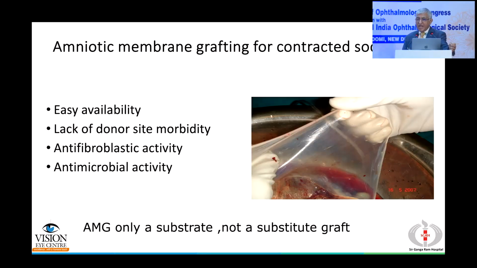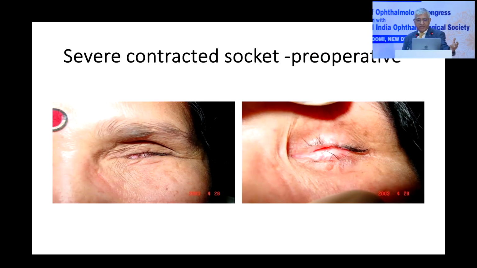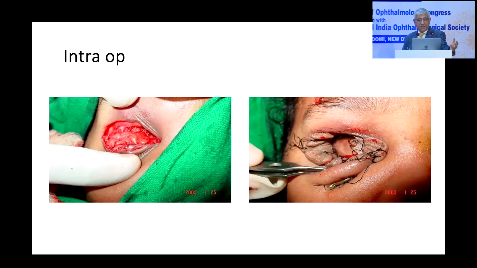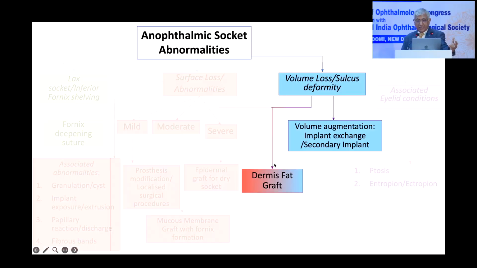Amniotic membrane graft has been suggested, but is possibly not such a good option, because it is, after all, only a substrate and not a substitute graft, and it would work for minor problems only. Severe contractures may be very difficult to tackle, especially post-radiotherapy ones, especially dry sockets with epidermis like this, where you can sometimes get away with split skin grafting like this, and where we have managed to give her some kind of a prosthesis, and she's undergone a couple of surgeries later to take care of the lateral canthus.